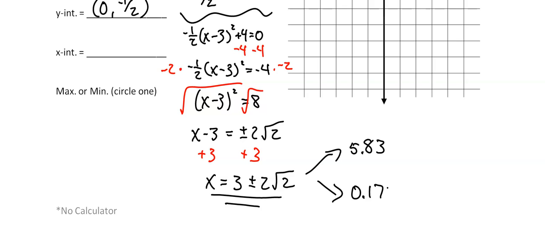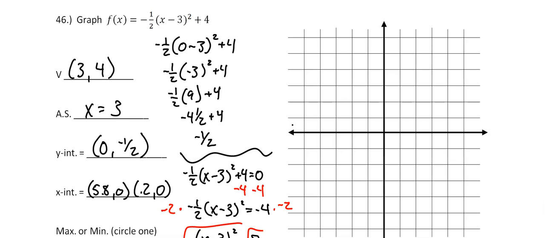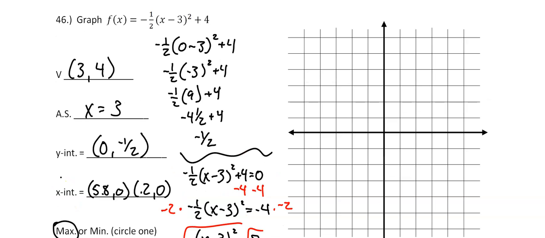So that's kind of how I want this thing. And really, one decimal place would make the most sense here. Say 5.8, comma 0. And then 0.2, comma 0. Because as I go to graph this thing, that's about as accurate as I'm going to be able to be anyway. Okay? And then maximum versus minimum, I see my A value is a negative, so this thing's going to open down, which puts my vertex at the top as a maximum. And I'll confirm that as I go to graph this thing.